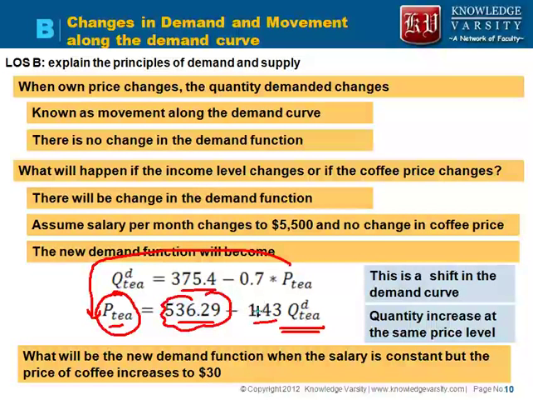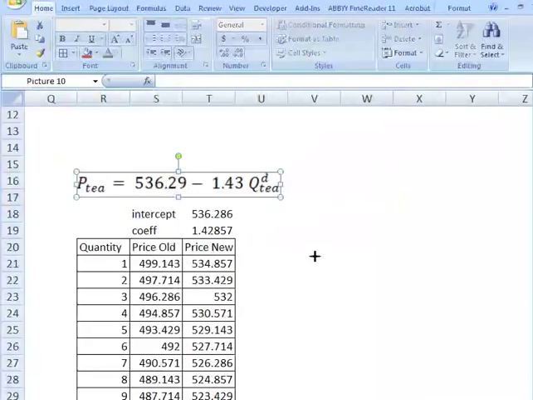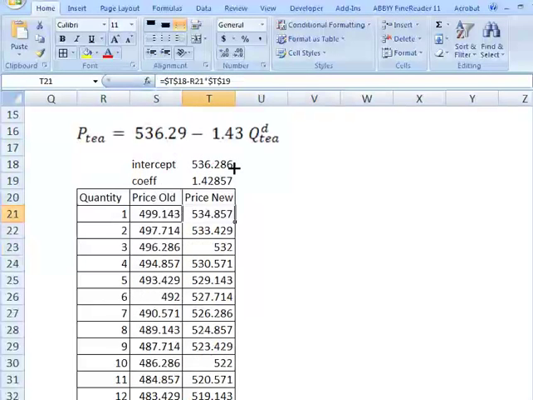So what we are saying is there is a shift in the demand curve. You will find the quantity will increase at the same price level. So the price is now given as this factor. Note that this was our old price and this is our new price. In the new price the coefficient is 536.29 and the coefficient is 1.43, and when the quantity demanded is 1, the price is 534. Earlier it was 499. So you see there is a change.